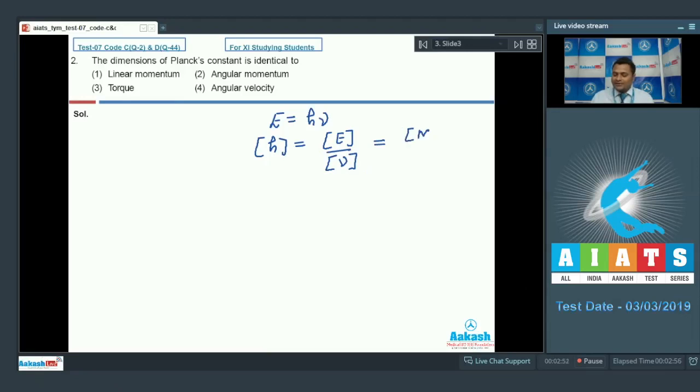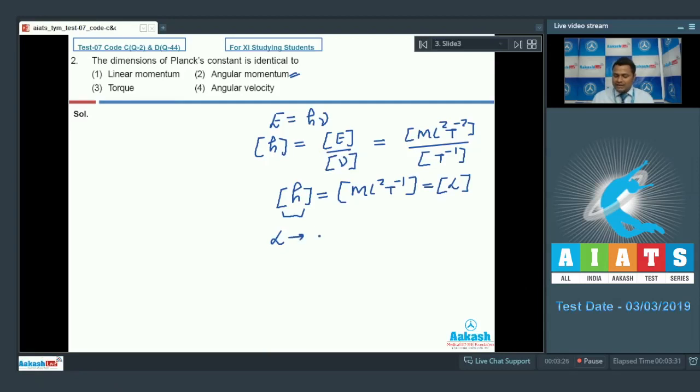Energy dimension formula we can write ML^2T^-2, and the dimensional formula of frequency we can write T^-1. After solving, we can say that the dimensional formula for Planck's constant will be ML^2T^-1, and ML^2T^-1 is also the dimensional formula for angular momentum. So we can say that the dimensional formula for Planck constant will be same as the dimensional formula for angular momentum L, where L is angular momentum.